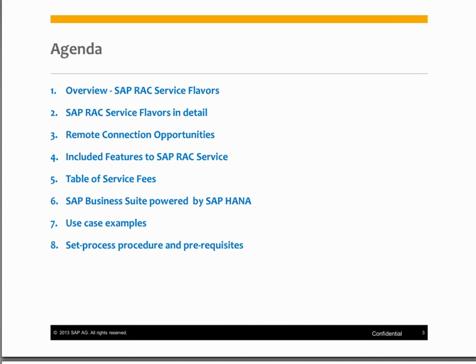Coming to the details of today's session, I will start with the agenda. For the first topic, I will give an overview of the different flavors of RAC. Then I will explain the RAC flavors in detail. Next, I will talk about remote connection opportunities. I will outline the included features of RAC. I will explain the table of service fees with reference to benefits for short-time and long-time utilization. I will outline our new offering for access to SAP Business Suite powered by SAP HANA.